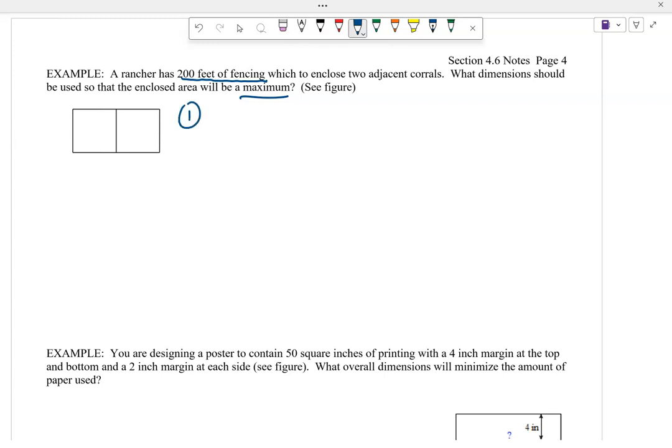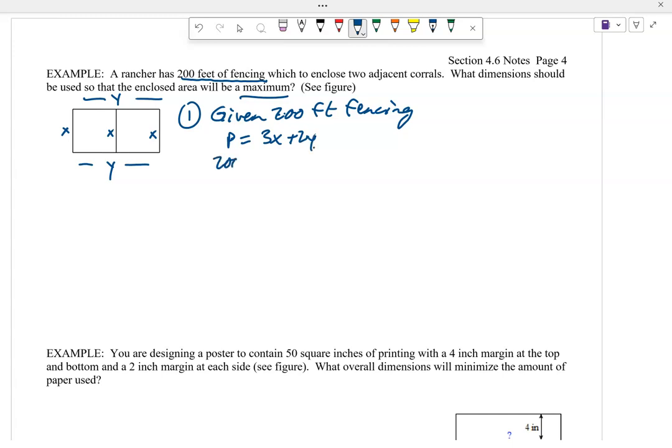Well, number one, we're given that we have 200 feet of fencing. All right, let's go ahead and write that down. We're given 200 feet of fencing. Let's see how much fencing we're going to use. Let's call this whole top part from there to there y. So that'd be the bottom as well, y. Let's call these lengths of the fencing x. So all that fencing, let's call it the perimeter here, is x plus x plus x, so 3x plus 2y, and we have 200 feet for this fencing.